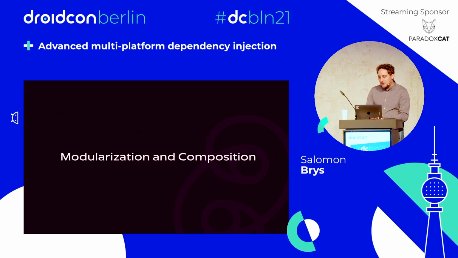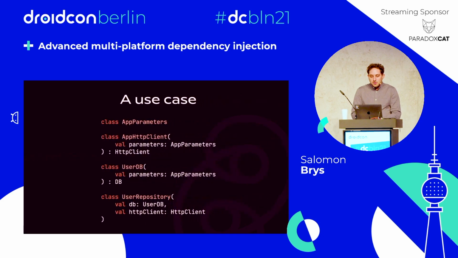So let's go back to declaring our dependencies, because I want to go a little bit further inside these advanced use cases that I promised. So we are going to take as an example these four classes. Application parameters is the parameters of our application. So maybe the API URL, the database file path, all that. We have two business classes, app HTTP client and user DB, which both take app parameters as constructor parameters. And we have a user repository that takes both the DB and the HTTP client and binds all that together.